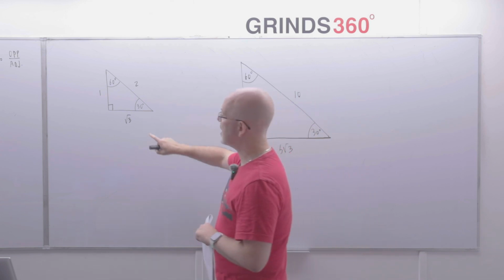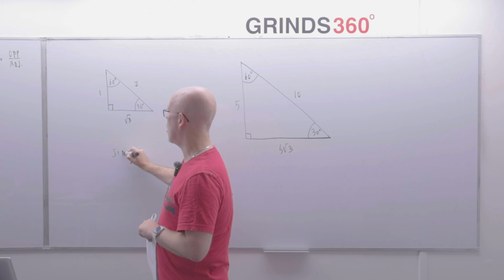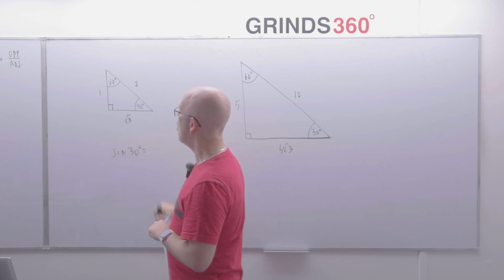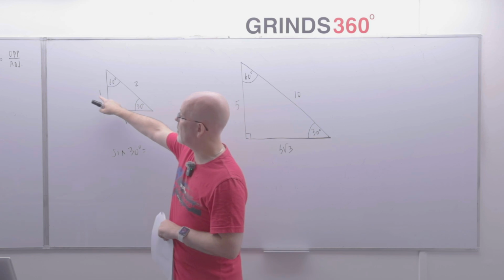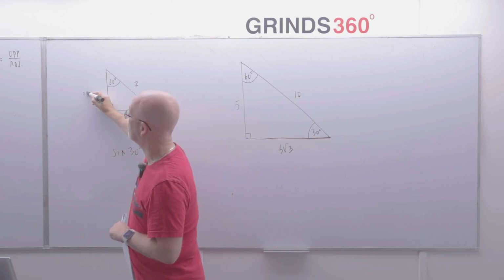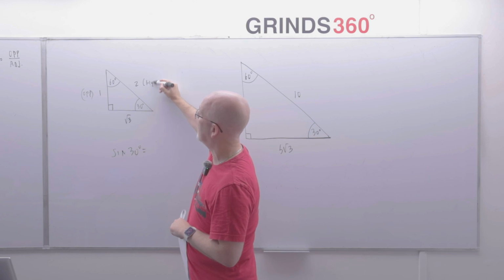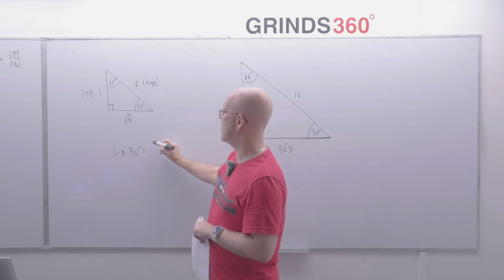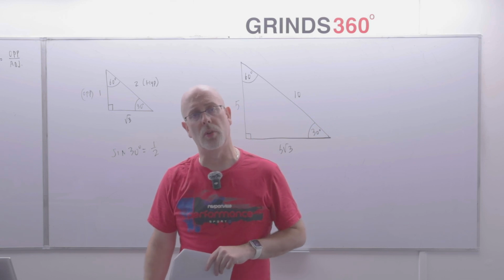So notice, let's take the sine ratio, for example. The sine of 30 degrees in this triangle here will be opposite over hypotenuse. So opposite 30 degrees, we've got this 1 here. That's the opposite. And the hypotenuse is across from the right angle, there's the hypotenuse there. So the opposite over hypotenuse is 1 over 2. So the sine of 30 degrees there is 1 over 2.